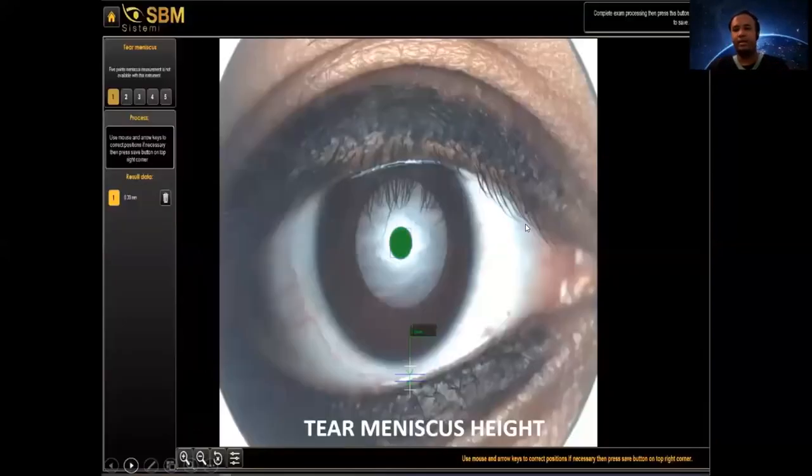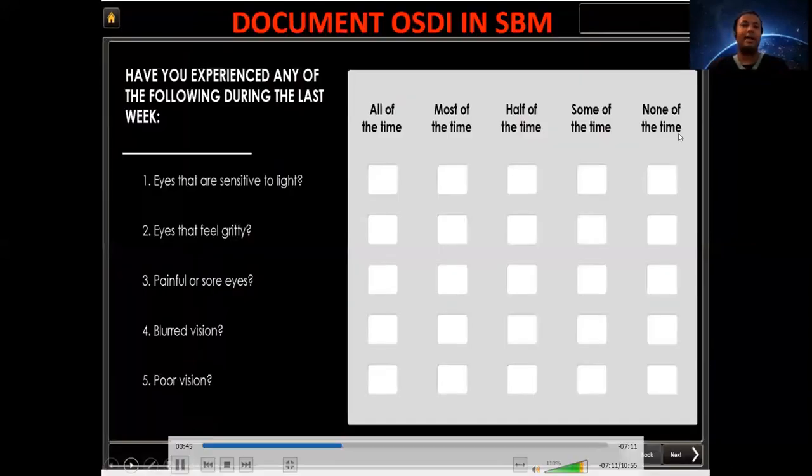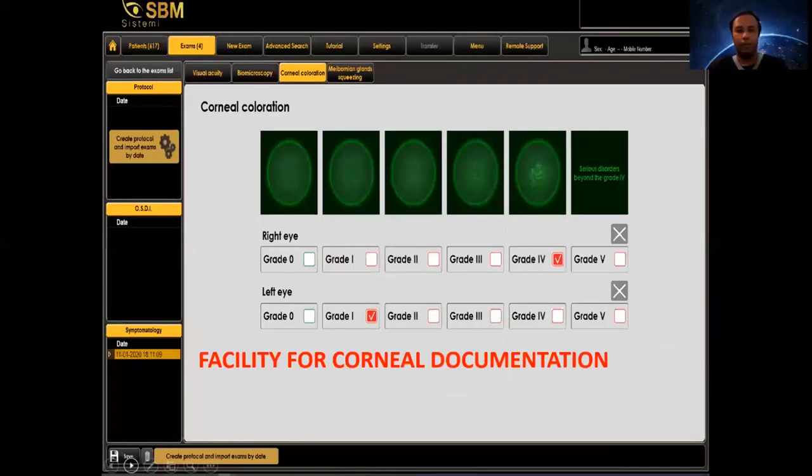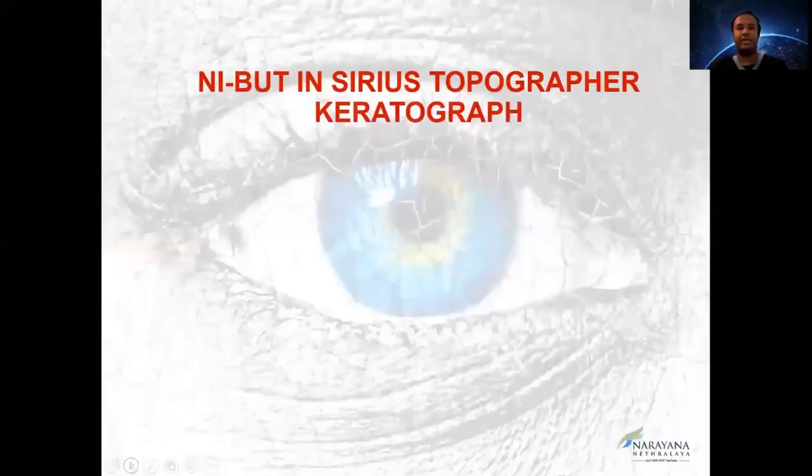Our tear meniscus height, again, like I said, cannot obviously replace clinical examination. It gives you an OSDI option where you can plug in OSDI at every visit, and also an option for manual documentation and serial documentation of the staining and the staining patterns, and that is something which is inbuilt in the device itself.